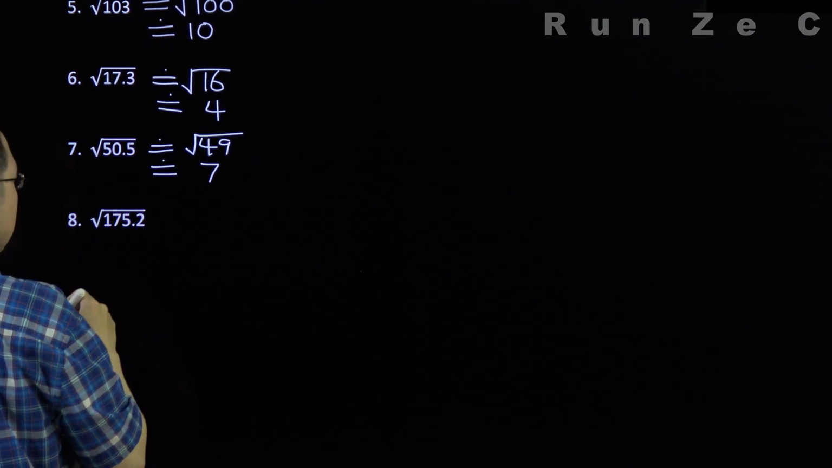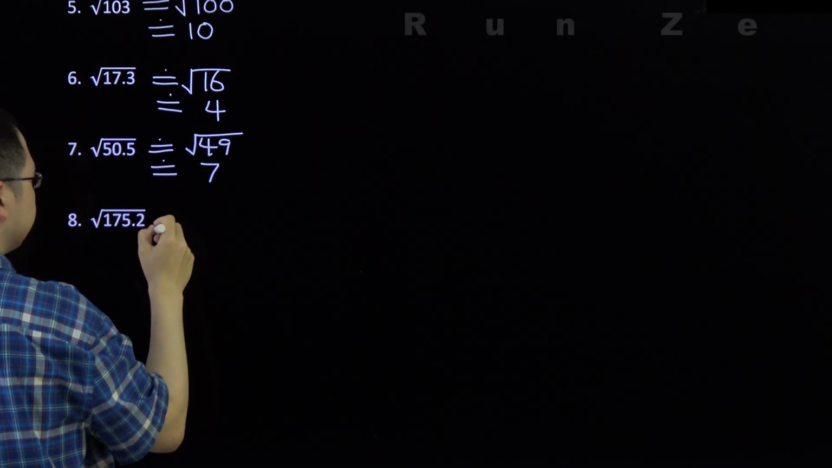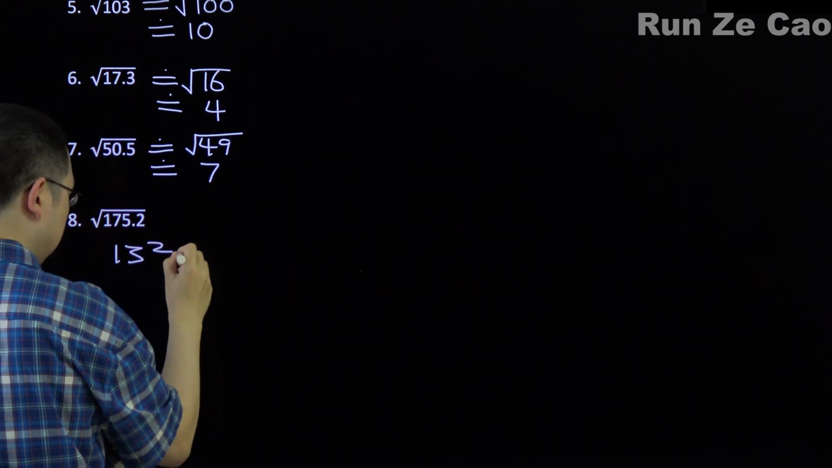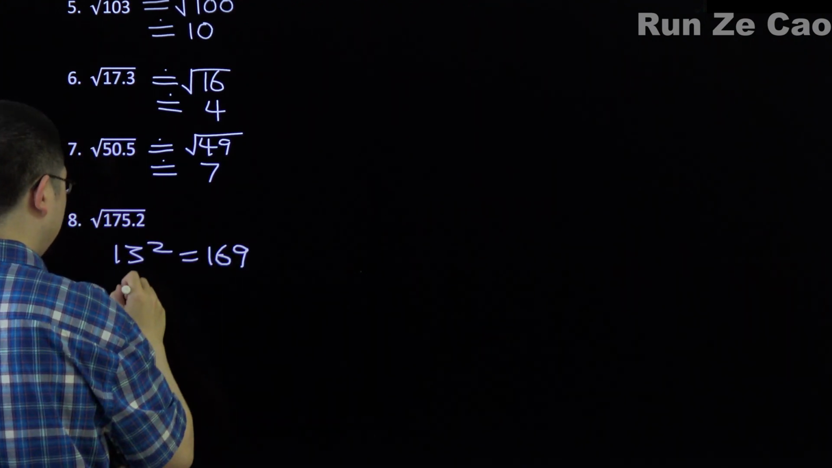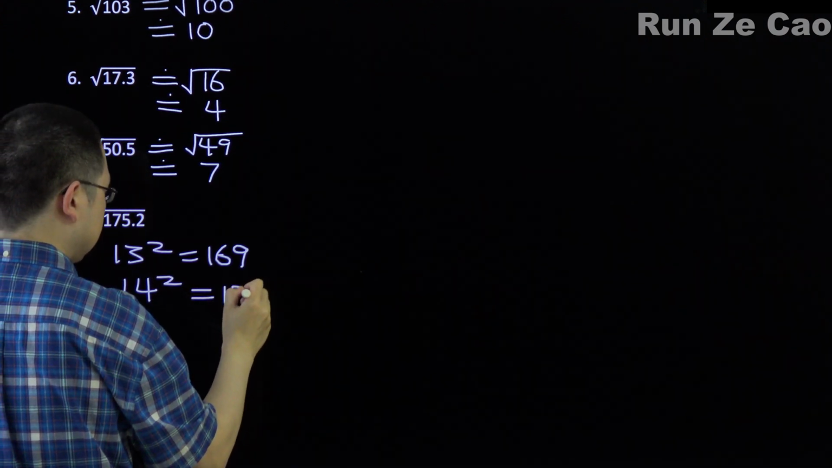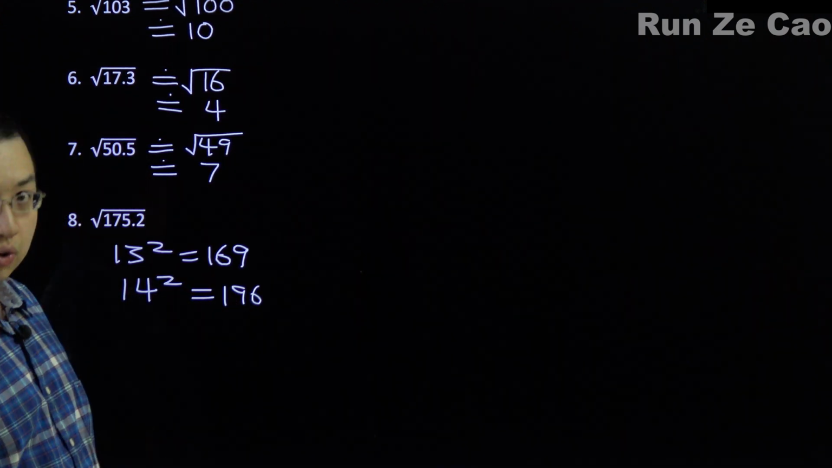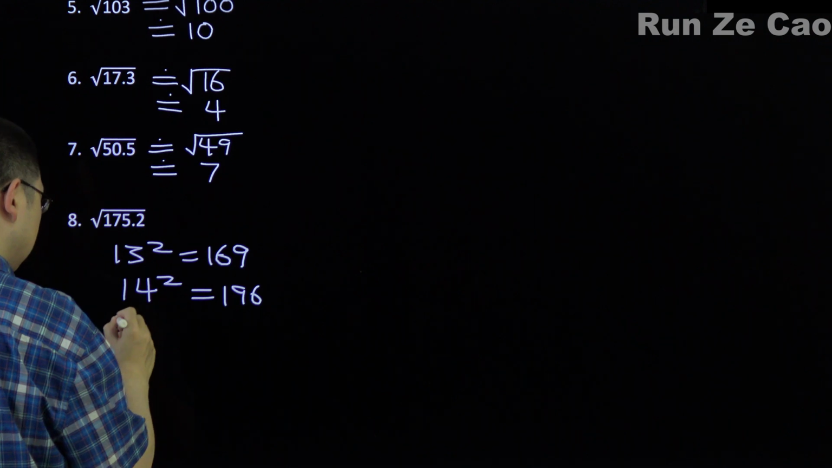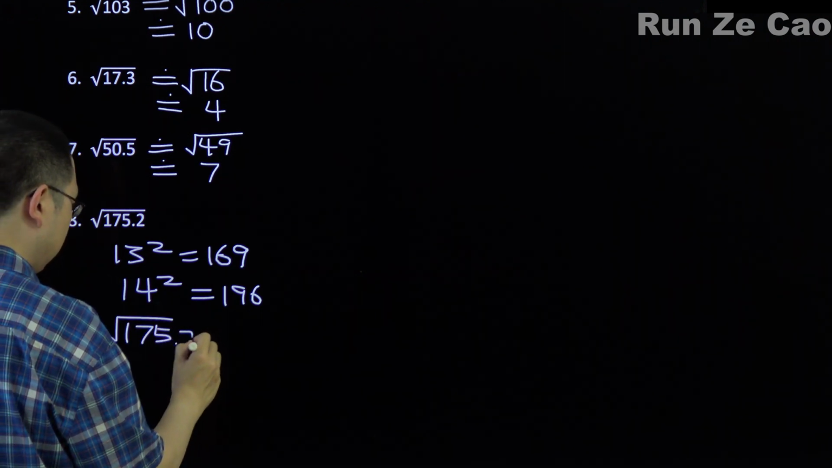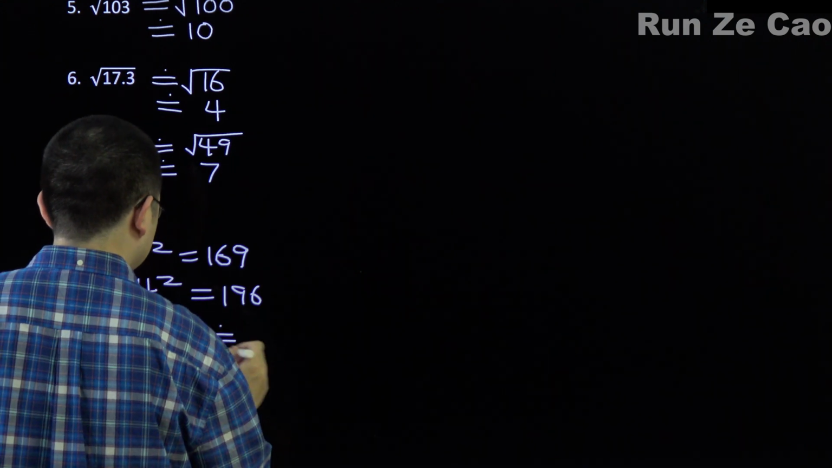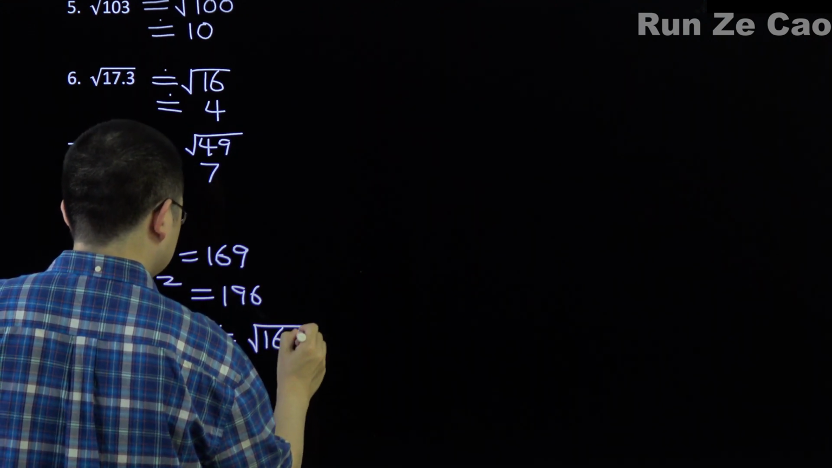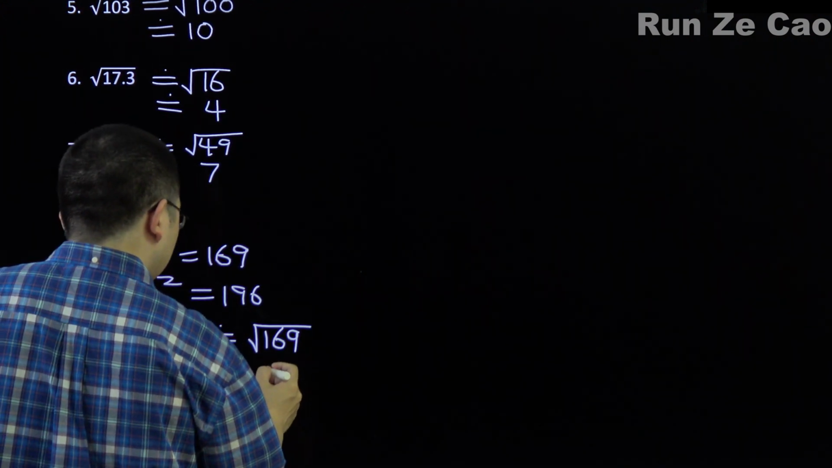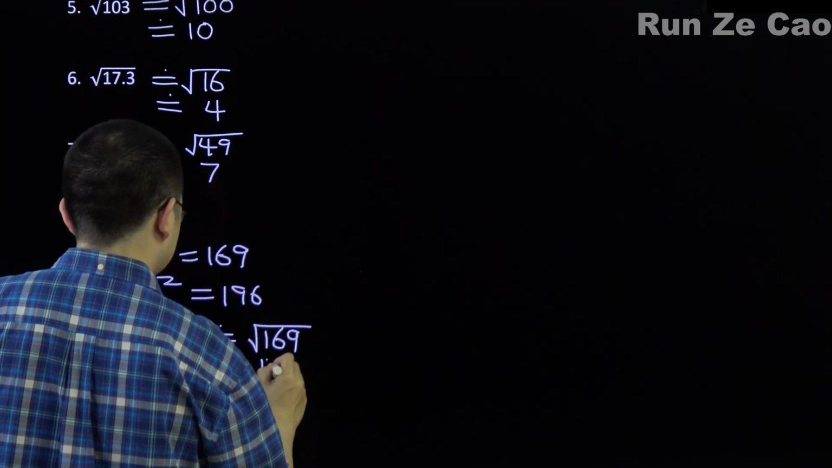The square root of 175.2? Well, 13 squared is 169. 14 squared is 196. 175.2 is much closer to 169. Root 175.2 is approximately root of 169, compared to 196, that is. So this is approximately 13.